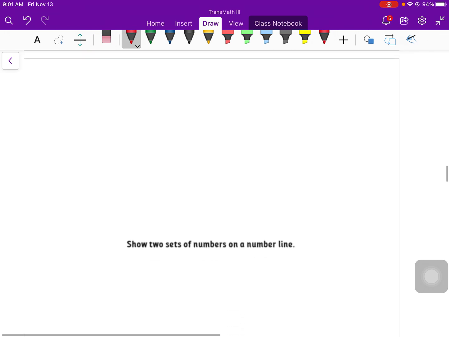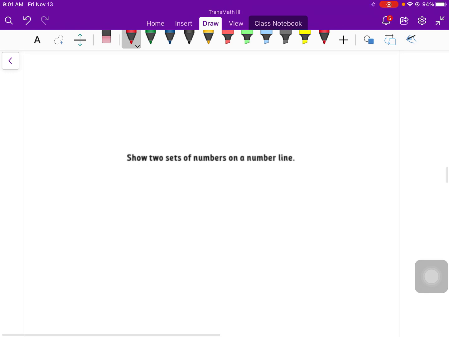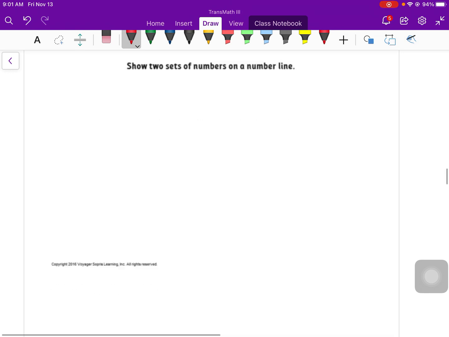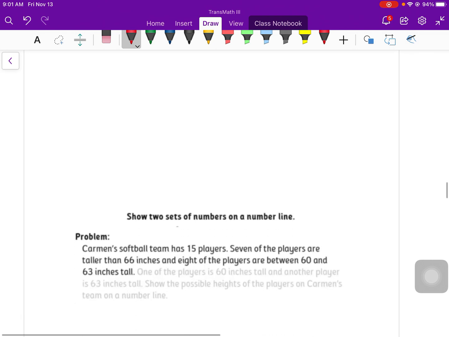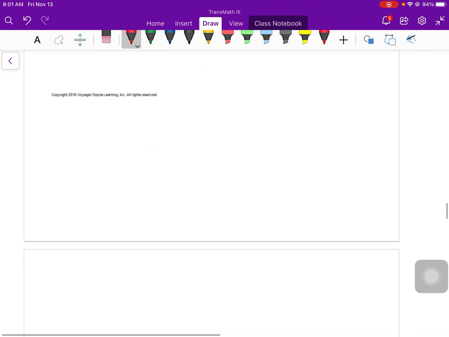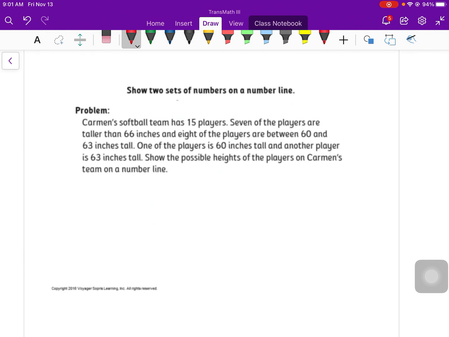Remember, the line is just every value of the variable that makes the statement true. So now, again, I'm just going to scroll to get past all the blurred out words. Carmen's softball team has 15 players. 7 of the players are taller than 66 inches, and 8 of the players are between 60 and 63. One of the players is 60 inches tall, and another is 63 inches tall. Show the possible heights of the players on Carmen's team.